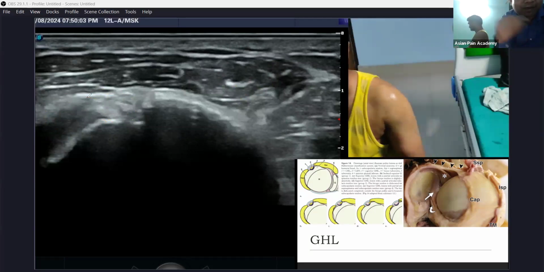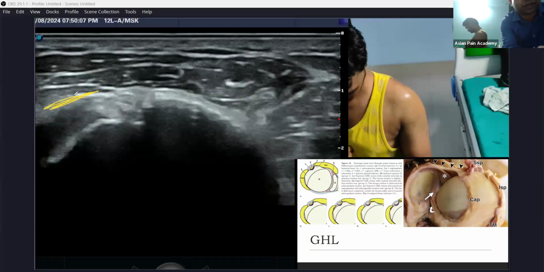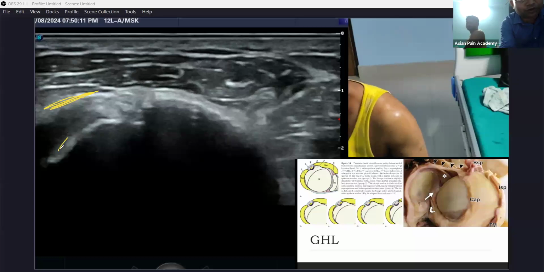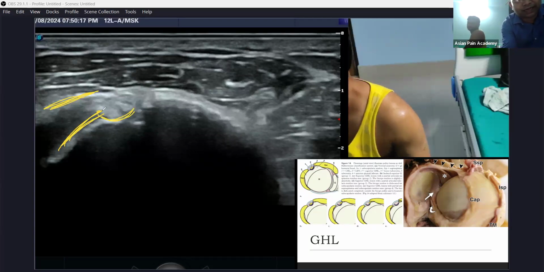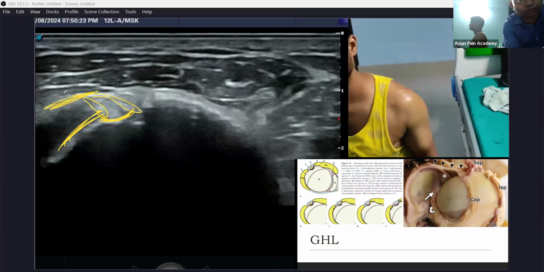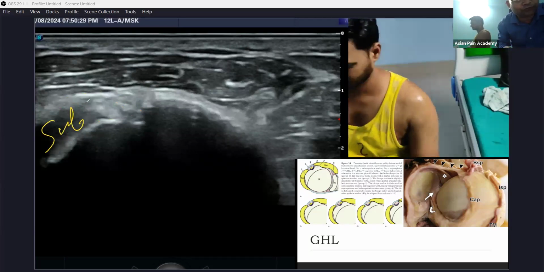Since it is above the coracoid process, it comes a bit from the superior side. It is not at the bony level. The glenohumeral level is at the bony level, and we can see it here. But the coracohumeral ligament will be a bit superior, not that deep. The subscapularis will be below.